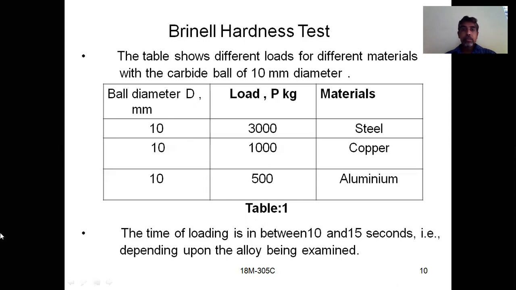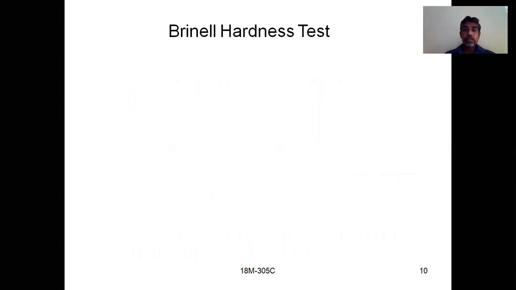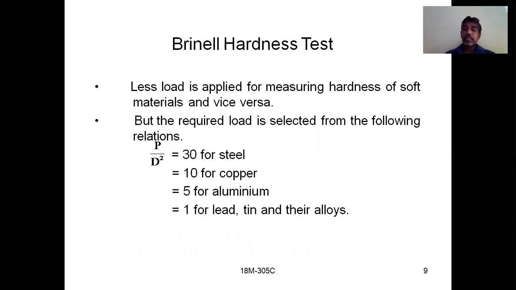Here, what we have discussed just now is how to take the load value. The equation is P by d square is equal to 30 for steel, 10 for copper, 5 for aluminum, and 1 for lead, tin and its alloys. So if you take a lead alloy or tin alloy, you have to take P by d square equal to 1. If d, the diameter, is known, then we can easily find out the load value.